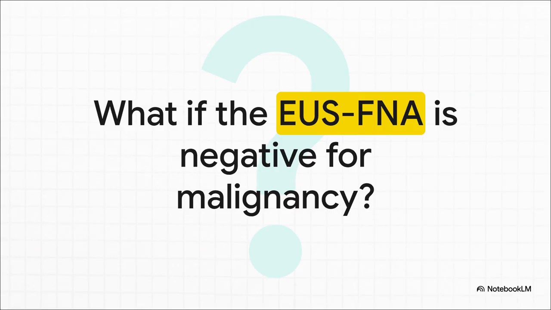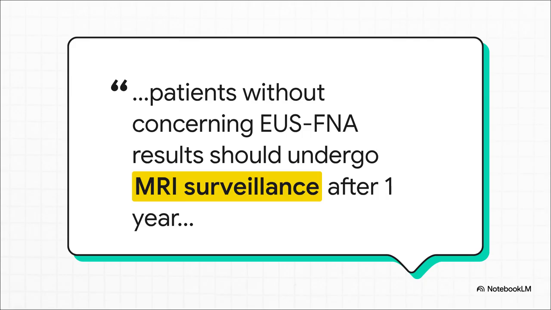So let's circle back for a second to that higher risk patient. You found a worrisome feature. You did the EUS-FNA, but the cytology comes back negative. Now what? The answer's actually pretty elegant. They just enter the exact same surveillance pathway we just talked about. A negative EUS-FNA basically de-escalates their risk, and they join the low-risk group for that MRI follow-up. It's a nice little loop in the algorithm.